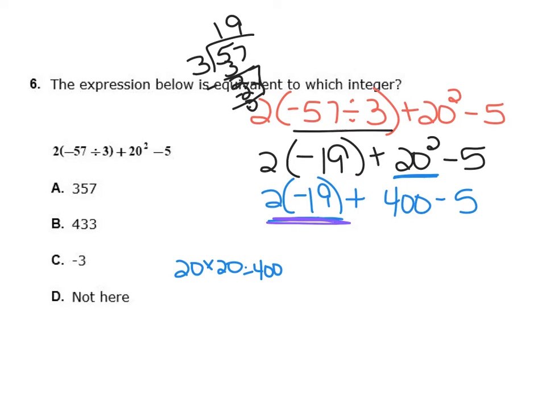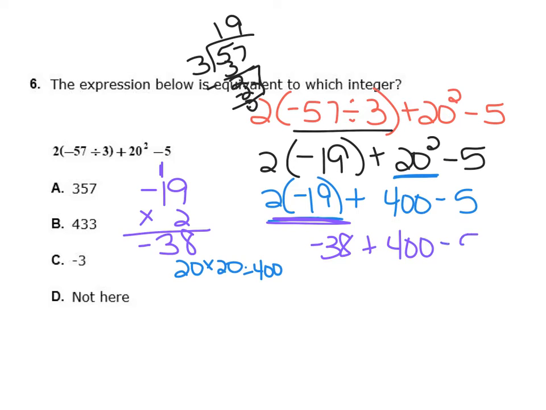So in this case, 2 times negative 19. It's still negative 19 times 2. Remember, different signs means they're going to be negative. So 2 times 9 is 18. Carry the 1. 2 times 1 is 2. Plus 1 is 3. So that's negative 38 plus 400 minus 5.